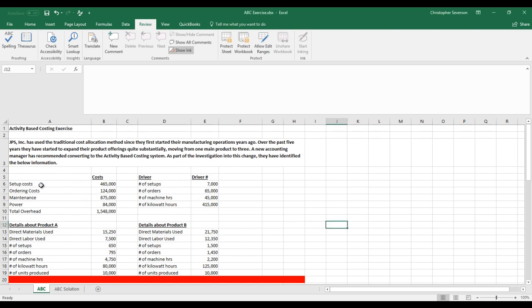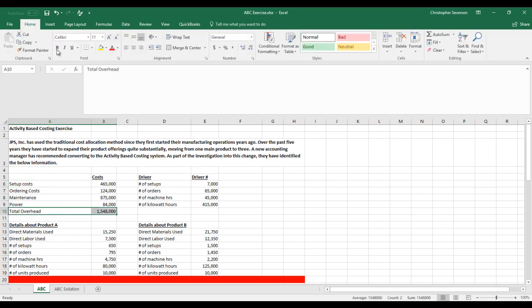They give us costs of overhead broken out by type. And you'll notice here we have an actual total overhead of about 1.5 million. But it's composed of these four components. Now they've decided for each of these particular costs, they've identified a driver that relates to them, and this is the quantity of that driver in total.